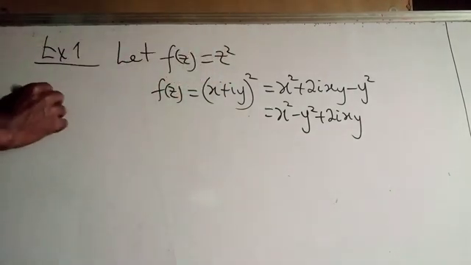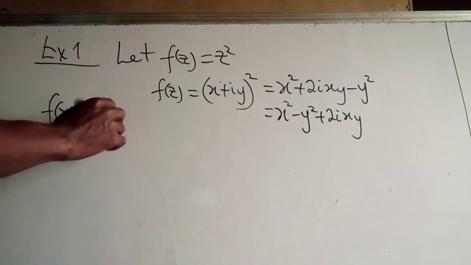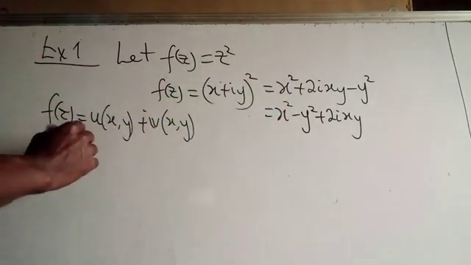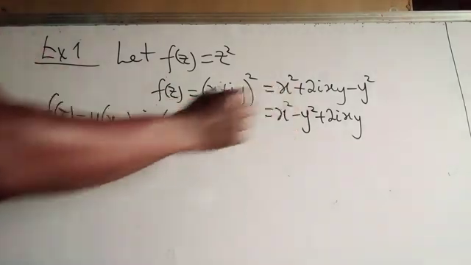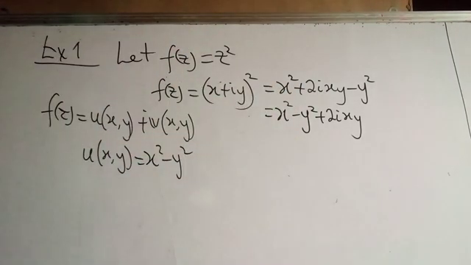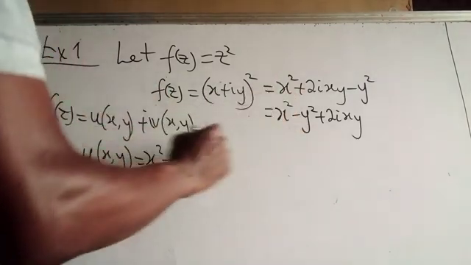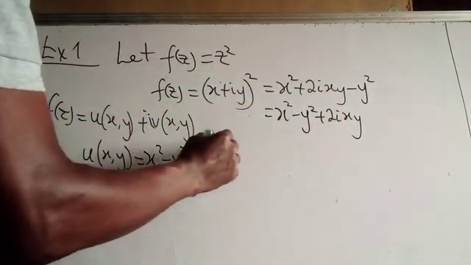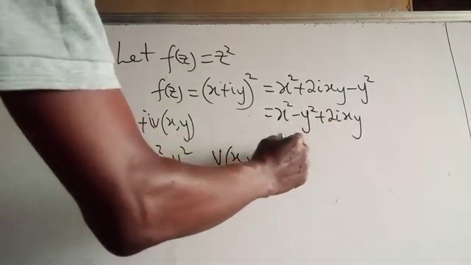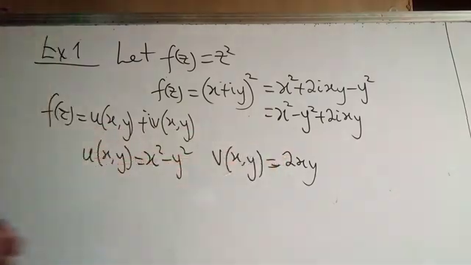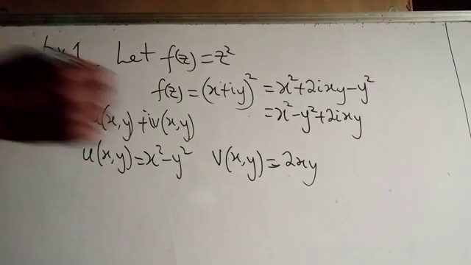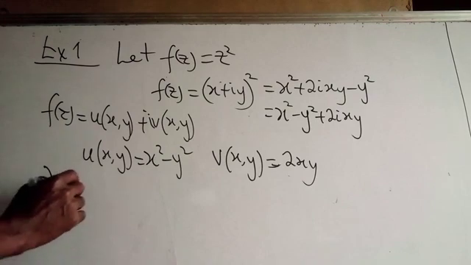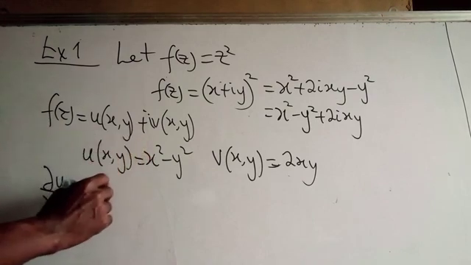So f of z is equal to u of x comma y plus i v of x comma y. Here we have u of x comma y will be x squared minus y squared. And v, taking the component of the imaginary one, the one that has i, v of x comma y will be 2xy. So now checking whether it is analytic using the Cauchy-Riemann equations. Partial derivative of u with respect to x is equal to 2x.